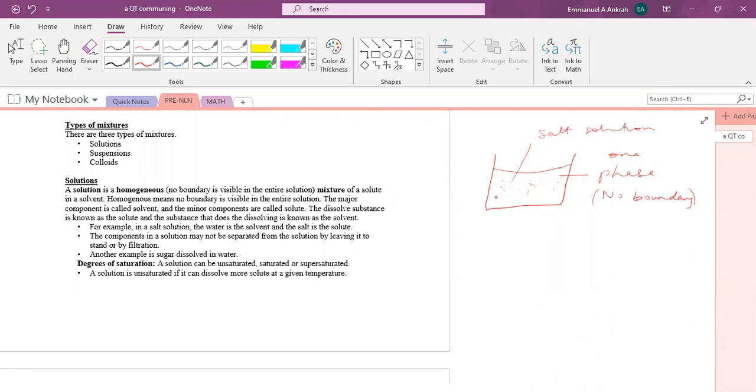The major component is what we call the solvent. So the water is the solvent, and the minor component is the solute. The dissolved substance is known as the solute, and the substance that does the dissolving is known as the solvent. So in the salt solution, the water is the solvent and the salt is the solute. Now the components in the solution may not be separated from the solution by leaving it to stand or by filtration. If you leave it, the salt will not separate from the water. And we cannot use filtration, which is one of the methods of separation of mixtures, to separate the salt and the water in this case.